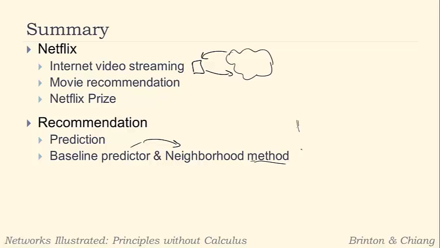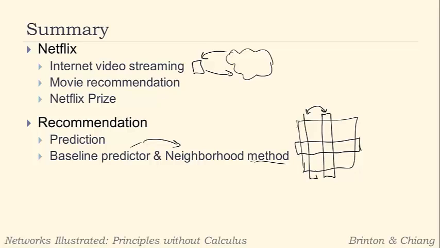So with the baseline predictor, we're looking at any one of these at a given time, taking a slice out like that. And with the neighborhood method, we're looking across columns in the case that we do movies as neighbors, or we'd be looking across rows in the case that we were doing users as neighbors to one another.